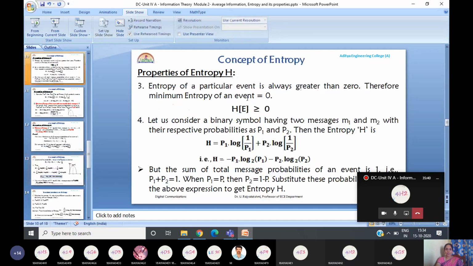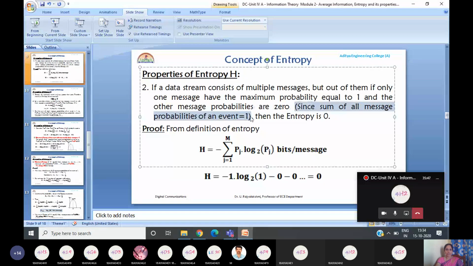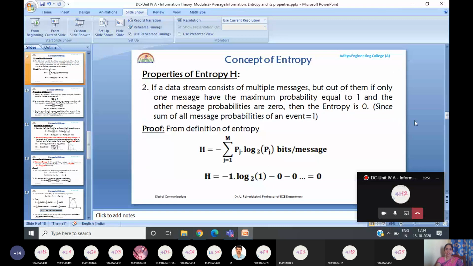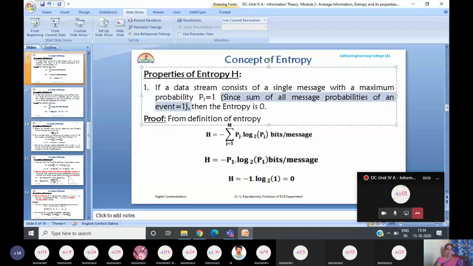Otherwise, you can represent this statement at the end. This is just for your information, okay? Like this you can keep. This is actually not the statement. This is just for the information I mentioned here. Okay.